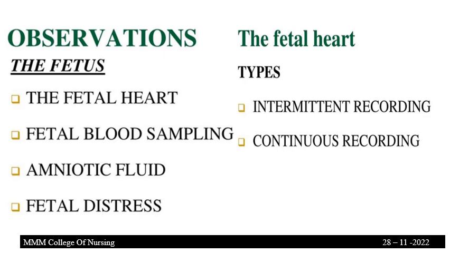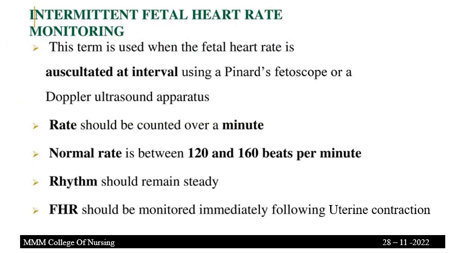Observations for the fetus: you will observe the fetal heart rate, fetal blood sampling, amniotic fluid, and fetal distress. In fetal heart rate there are two types of recording, intermittent and continuous. In intermittent recording, the heart rate is recorded using a Pinard stethoscope or a Doppler ultrasound. The rate should be counted over a minute. The normal rate is between 120 to 160. The rhythm should be steady. The FHR should be monitored immediately following uterine contractions. So that is very, very important.